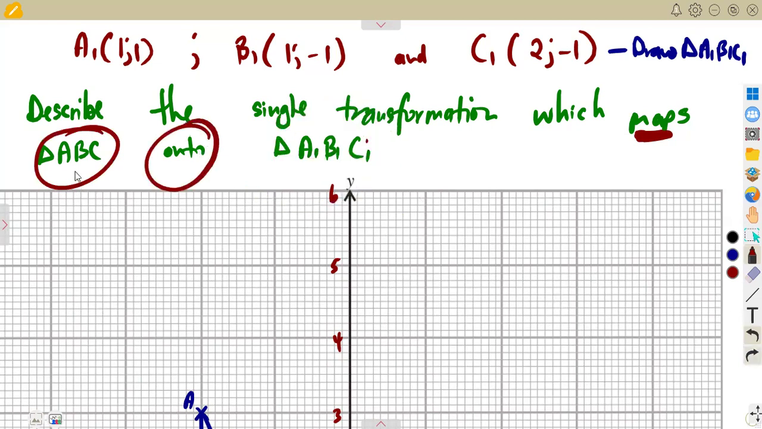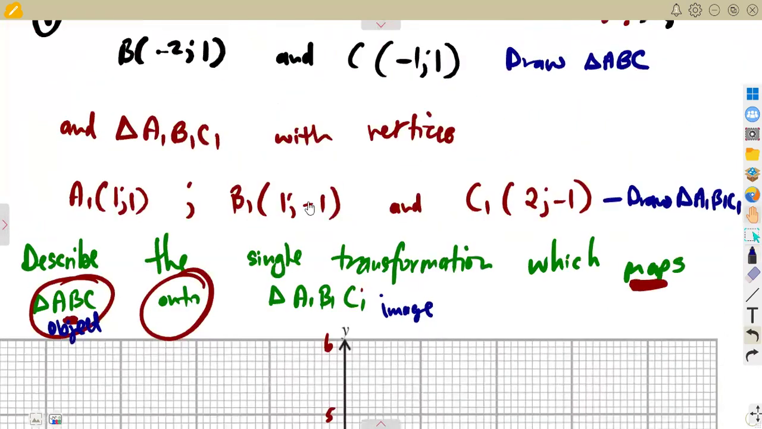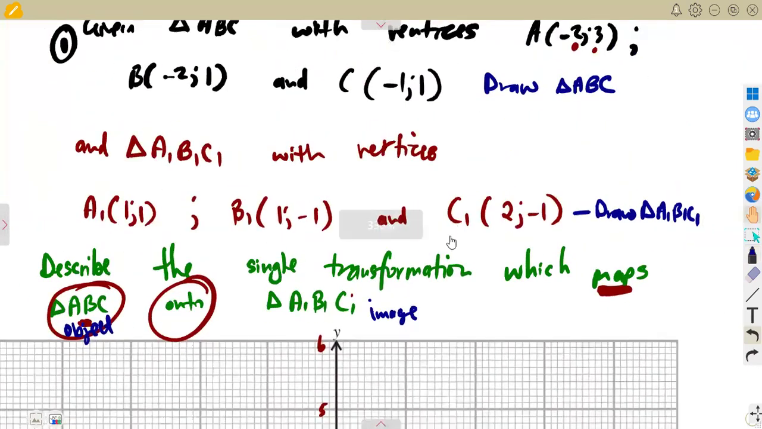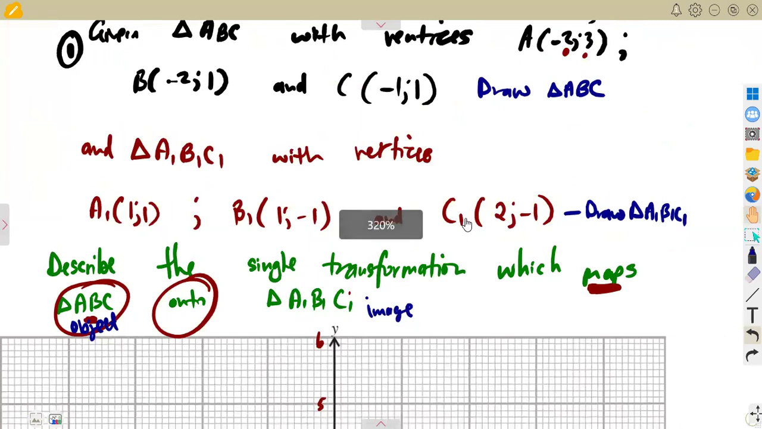So this is the one that is being transformed. Which maps, guys, there's a triangle that is mapped onto this. So that is where we are getting the object and image. Say this is your object, this is your image. So don't say, here it's A1, B1, C1, so that is my image. No, it's not like that.